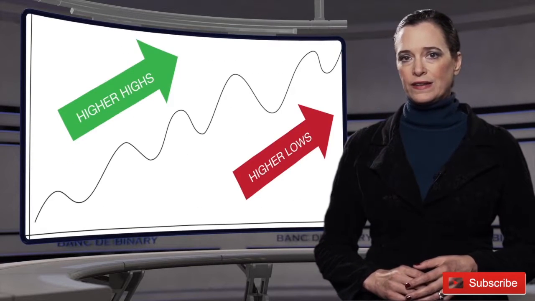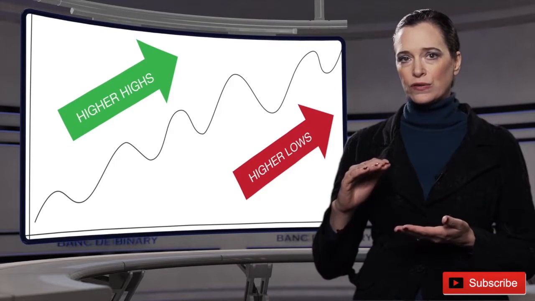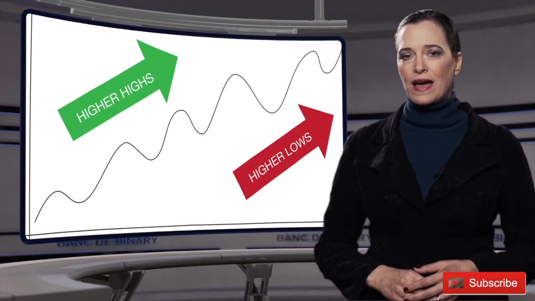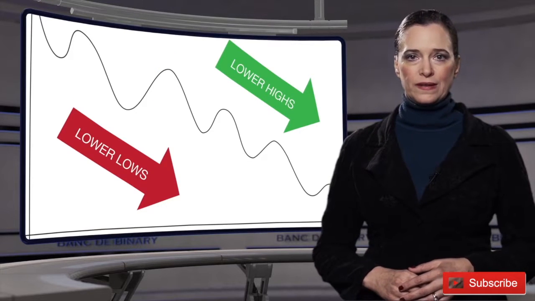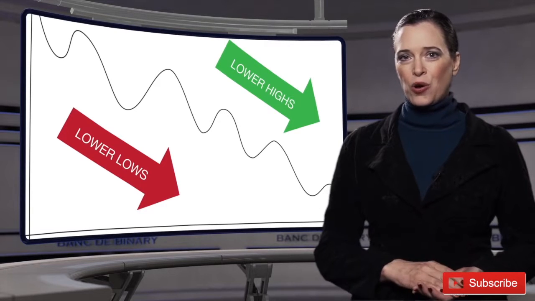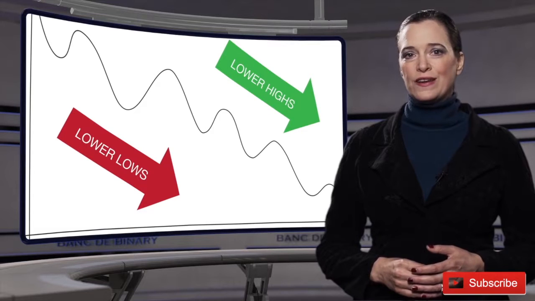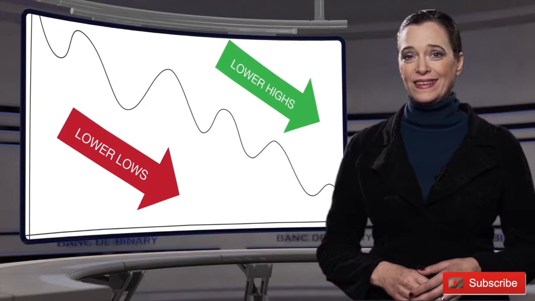An uptrend is defined by a series of higher highs followed by higher lows, like this. And a downtrend is the opposite, lower highs followed by lower lows. An old maxim for traders is the trend is your friend. So you need convincing evidence before you trade against it.